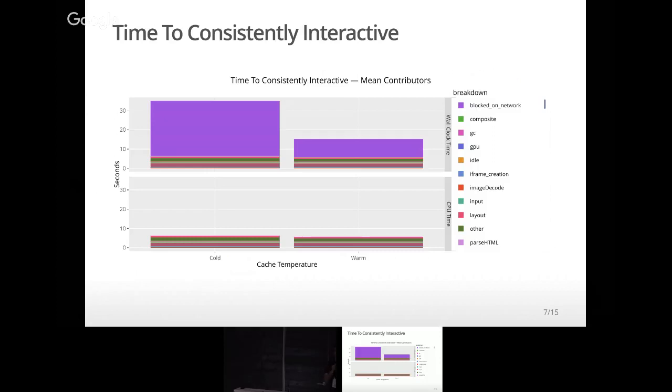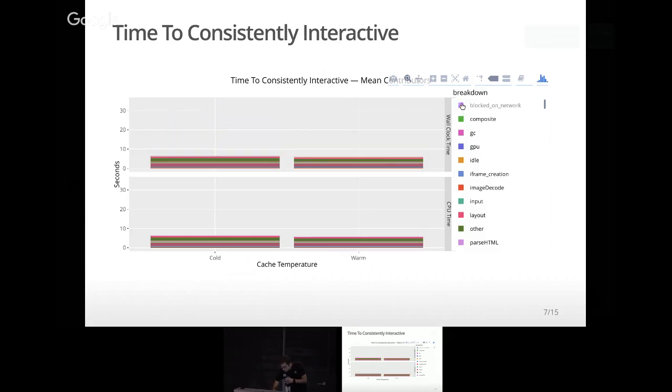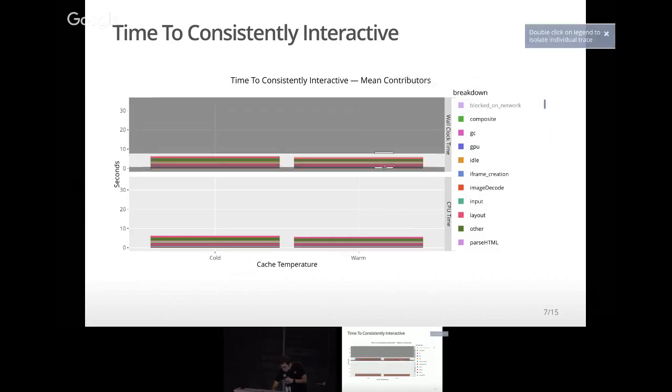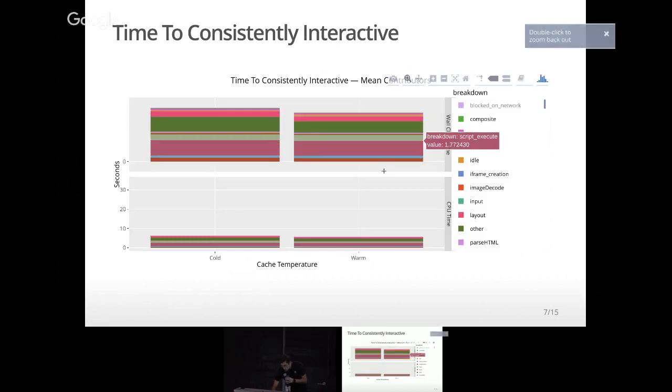So eventually we'd like to go through and take a closer look. Are there other threads doing raster, for example, or that kind of thing? But we can dig into this a little bit. I'll get rid of the block.network stuff. Zoom in. So we can kind of see what's contributing in the mean here. It's pretty similar between cold cache and warm cache.